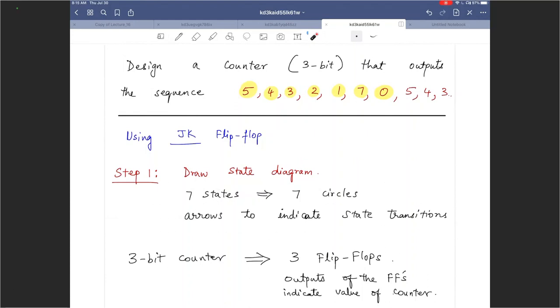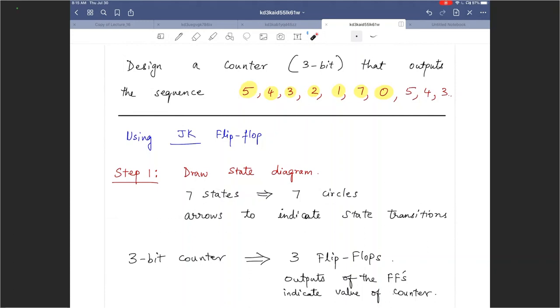A few things to note here. One is that it is going in a very arbitrary sequence. It's a 3-bit counter, so it can only have states between 0 and 7, but those states appear in a very random manner. So it's an arbitrary choice for the sequence. That's one thing to note. The second thing to note is that we are actually skipping a state here. We don't have 6 being counted by this counter.